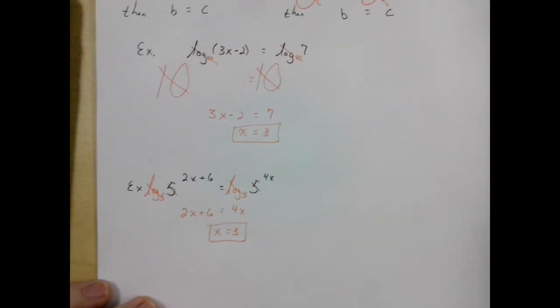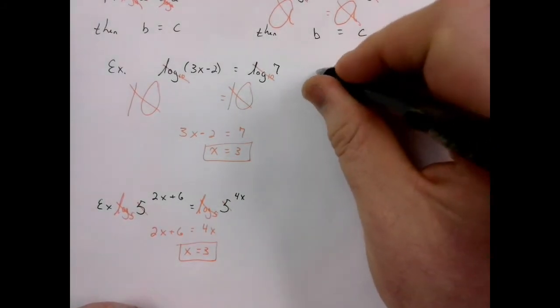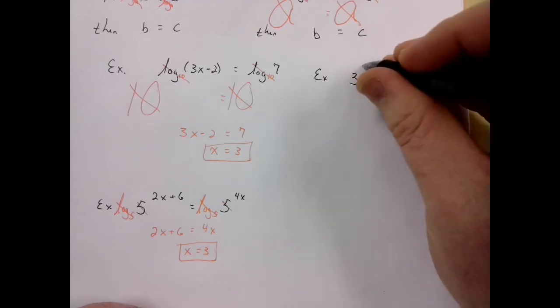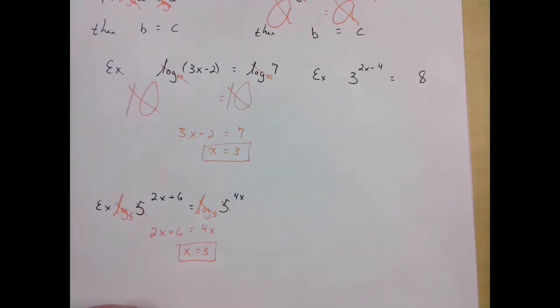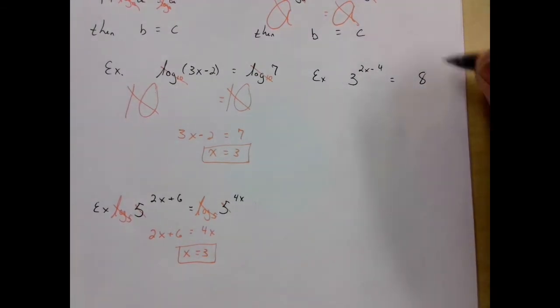Now, where are we headed with this? We're headed to solving problems that are a little bit more challenging, right? So something where we have 3 to the 2x minus 4 is equal to 8. Now, if we take a look at this problem, there's lots of different ways to solve this. I'm going to show you first the way your textbook shows it and the way most math teachers show it, and then I'm going to show you the way I do it, which is just a little bit different.